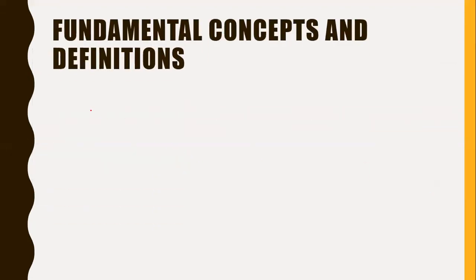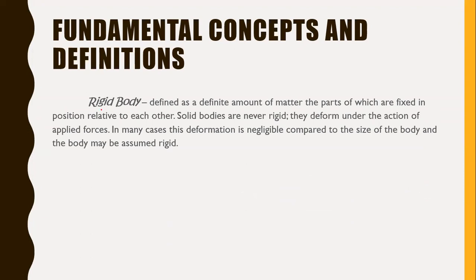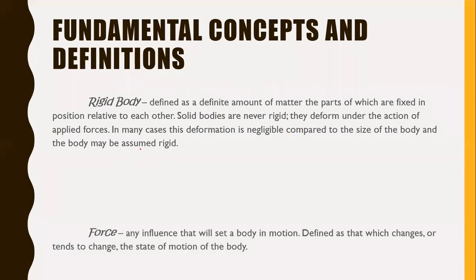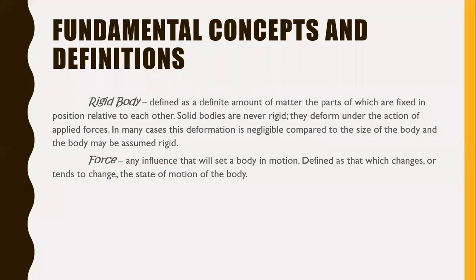For the fundamental concepts and definitions, a rigid body is defined as a definite amount of matter, the parts of which are fixed in position relative to each other. Solid bodies are never truly rigid. They deform under the action of applied forces. In many cases, this deformation is negligible compared to the size of the body, and the body may be assumed rigid.